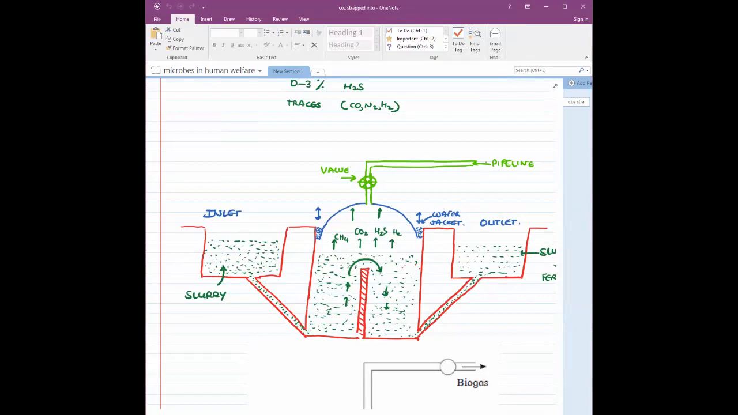And remember, what is the most important thing regarding the sludge? This sludge can be directly used as a source of fertilizer for plants, because it has all the important materials present inside of it. So basically, this is how it is going to be.